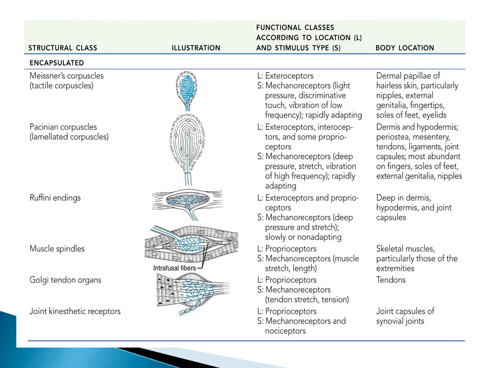Ruffini endings are found deep in the dermis, in the subcutaneous tissue, and also in joint capsules. These are exteroreceptors and also proprioceptors because of their location in joint capsules. They're mechanoreceptors that respond to deep pressure and stretch.